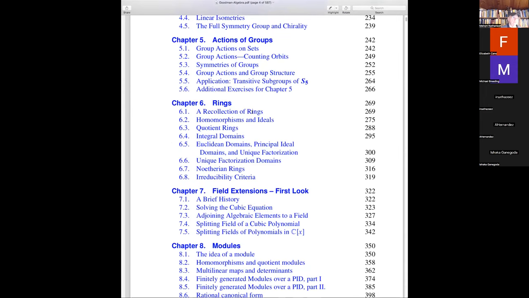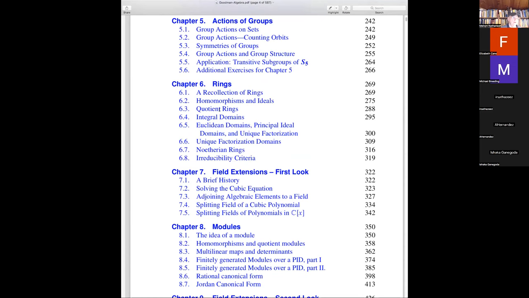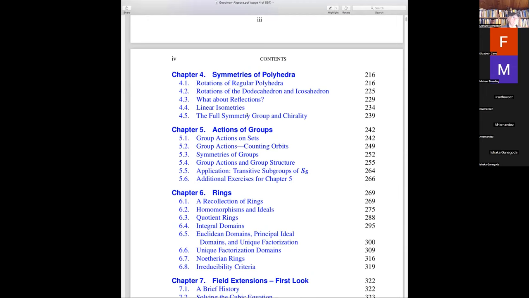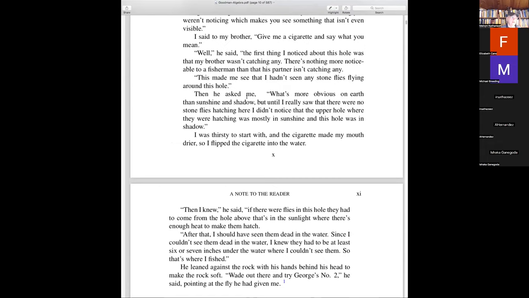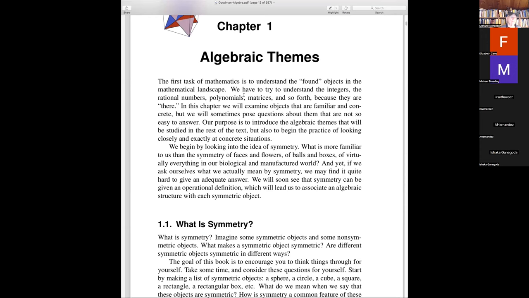If you take a second semester of calculus, you will learn more about what are called rings and fields. If you read a little bit beyond this syllabus into chapter 4, symmetry of polyhedra, then you will begin to understand the picture that is on the cover of the book. But for us, we start right here. And we're going to talk about symmetry.